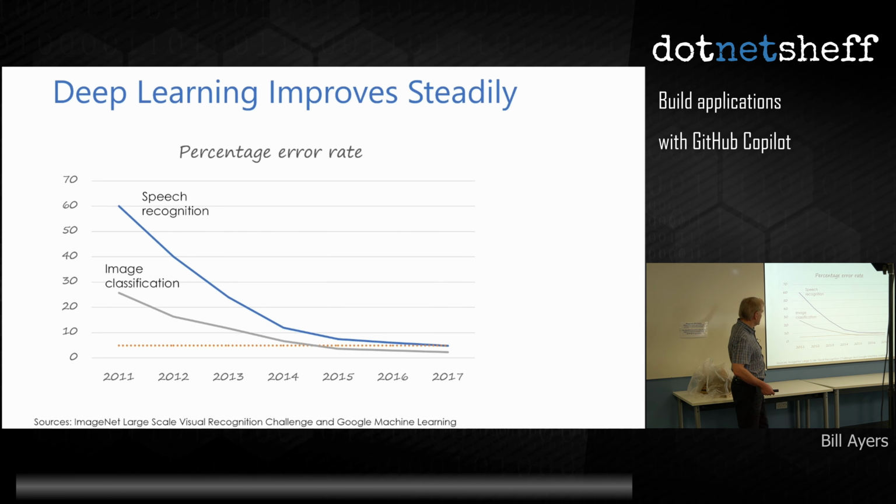So we could do things like speech recognition and image classification and machine translation. It got to the stage where they were below the 5% human error rate level, which suddenly made them useful. You know, if you've got 60% accuracy with your speech recognition, it's completely useless, which was the case in 2011. But by 2017, it had got usable.